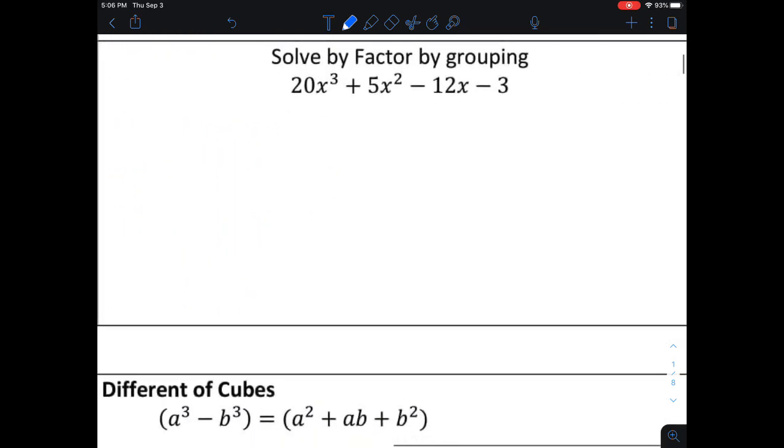And let's go over one other factoring technique. We're not actually going to solve this one because I don't have an expression that has an equal sign. But this is going to refresh on factoring by grouping.